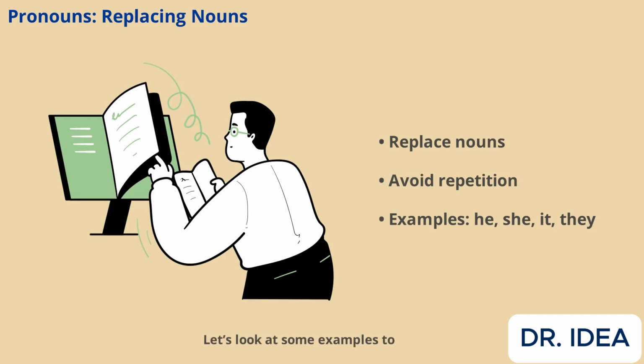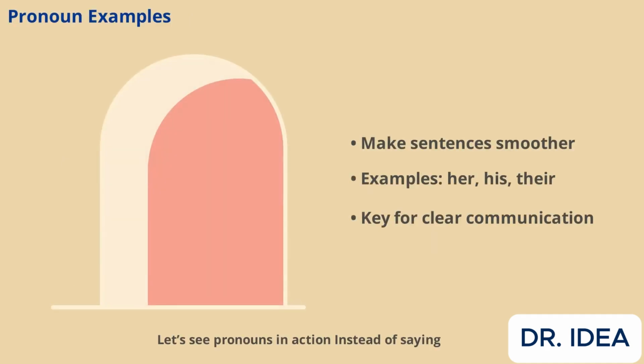Let's look at some examples to see how pronouns work in real sentences. Let's see pronouns in action. Instead of saying, the teacher gave the teacher's book to the teacher's student, you can say, the teacher gave her book to her student. Pronouns like her, his, their, and our make sentences easier to read and understand. Using pronouns correctly is a key skill in English.